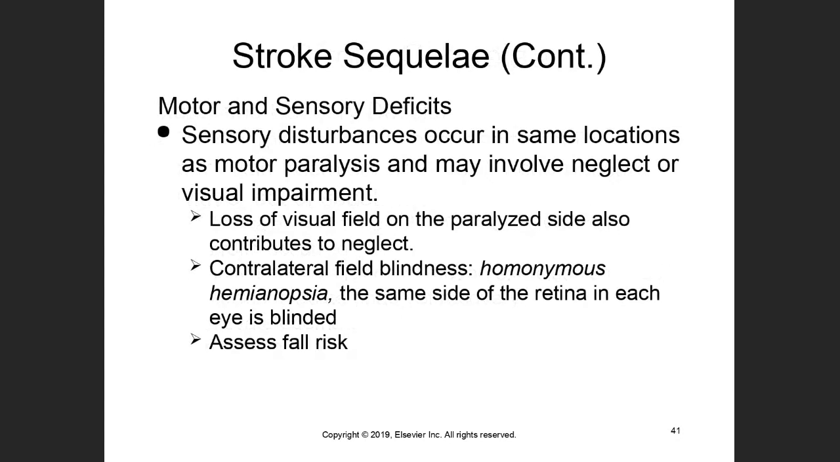Motor and sensory deficit. Sensory disturbance occurs in the same location as motor paralysis and may involve neglect or visual impairment. Loss of vision field on the paralyzed side also contributes to neglect. Contralateral field blindness, homonymous hemianopia, means the same half of the retina of each eye is blind. Access for rest, that's extremely important. Always, you as a nurse, you have to take care of this.